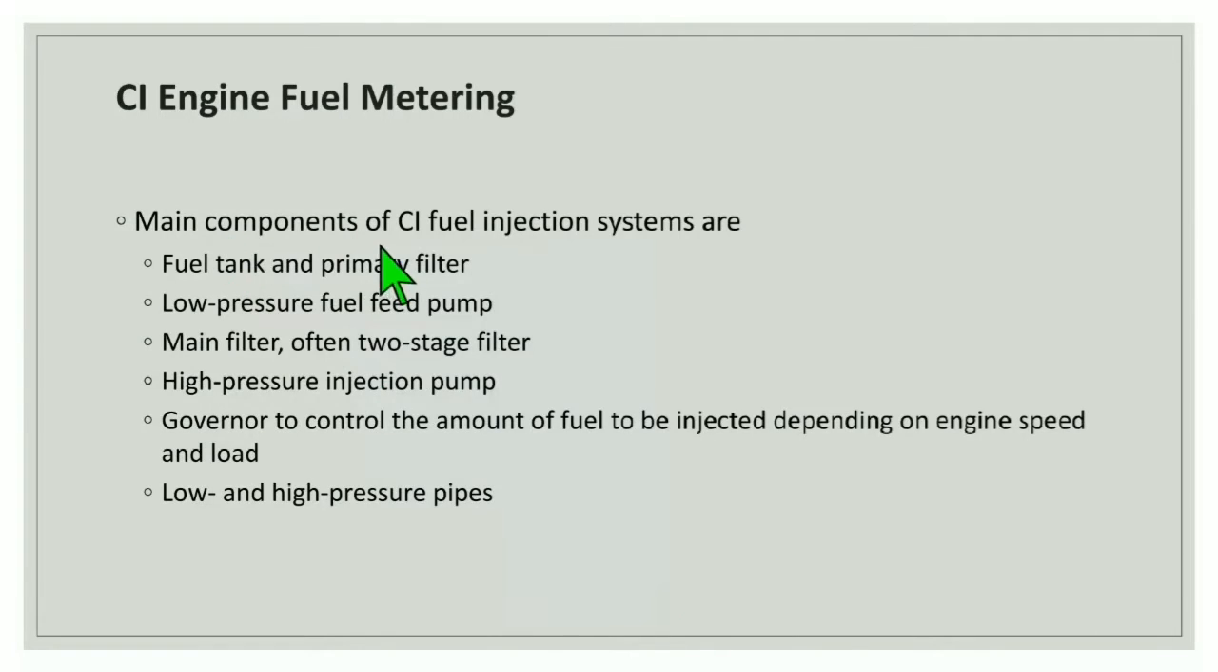Main components of CI fuel injection systems are fuel tank and primary filter, low pressure fuel feed pump, main filter, often a two-stage filter, high pressure injection pump, governor to control the amount of fuel to be injected depending on engine speed and load, and low and high pressure pipes.